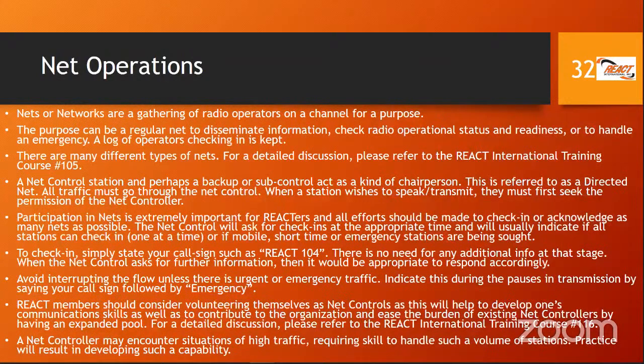So we also advocate for React members to consider volunteering yourselves as net control. It helps you. It helps develop your communication skills. It also contributes to the organization and eases the burden of existing net controllers. And we do have a course, React International course 116, on net control operations. So check that course out as well if you're interested in having further training on net control operations.